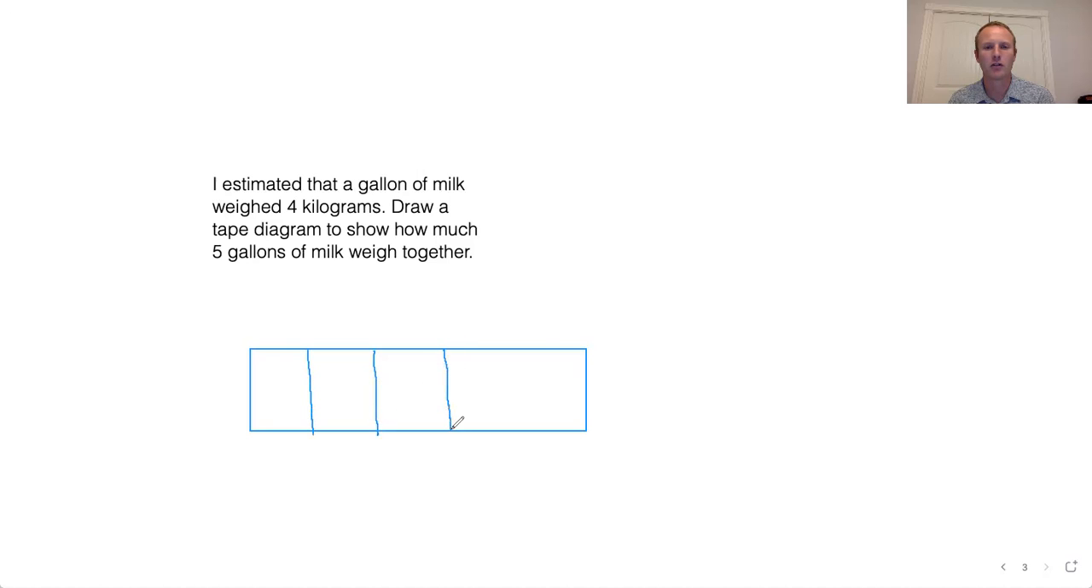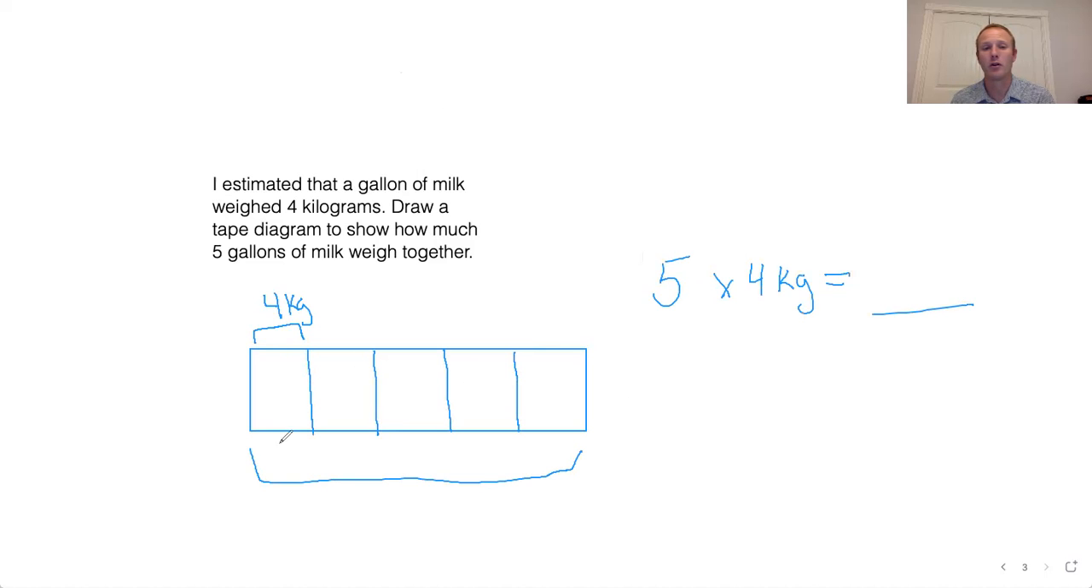Again, this is excellent review of what we did in module 1. Again, we're just adding a new element of using weight with it. Each of these gallons is going to weigh 4 kilograms, and we need to find the total. So our multiplication sentence here would be, whoops, I don't know what I'm doing with my 5 there. 5 times 4 kilograms equals some number that we don't know yet.